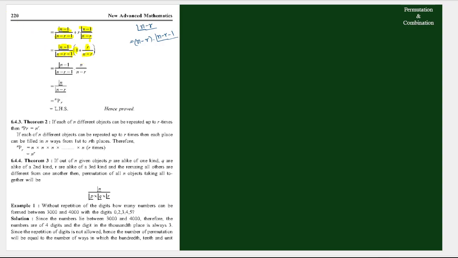Take the LCM. क्या होगा नेक्स्ट में? n minus r, you can take n minus r into 1 is what? n minus r plus यहाँ पे क्या होगा? r. सो ये माइनस r और प्लस r जीरो हो गया, रहेगा क्या? ओनली n. सो n by n minus r. सो वी हैव गॉट व्हाट? n by n minus r.